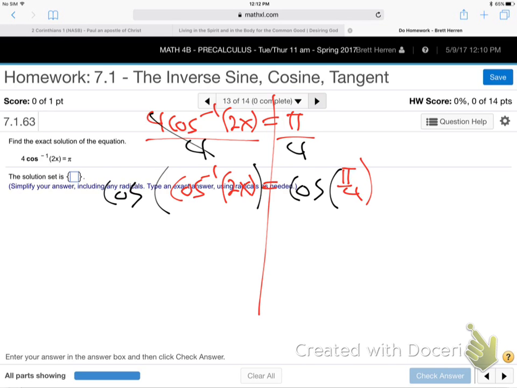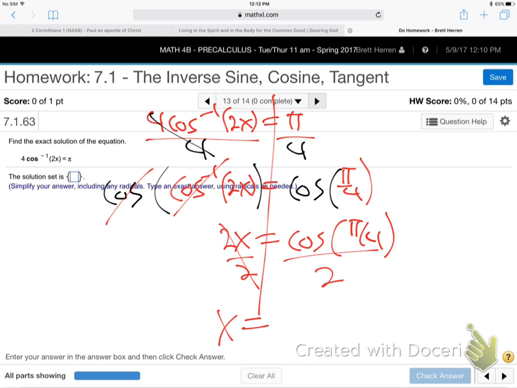Does that make sense? Because regular cosine will cancel cosine inverse. So see how we always do, if you have an inverse, you do the regular. If you have the regular, you do the inverse. They just neutralize each other. So they're gone. 2x is cosine of pi over 4. Last step, divide by 2. There we go. Now, what is the cosine of pi over 4?